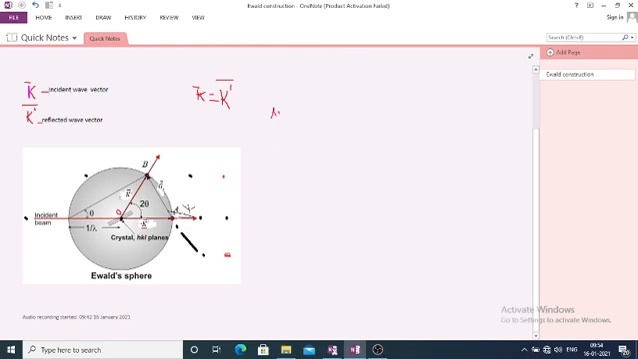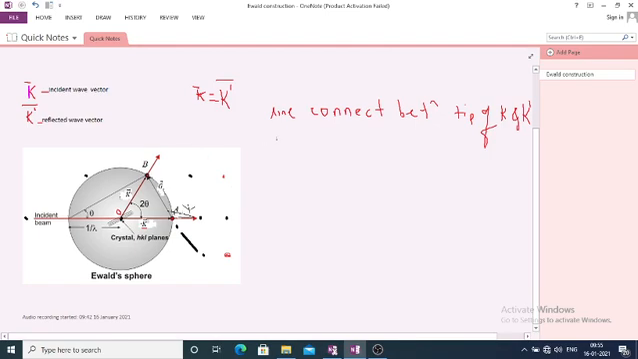So we should remember, the line connecting the tip of K and the tip of K dash is known as a reciprocal lattice vector.